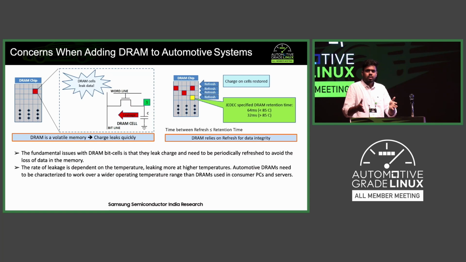DRAMs in automotives have a wide range of operating temperatures, while in consumer PCs or servers we have a very minimal range of temperature variation in the environment. But in the automotive environment, we can have a very high range of temperature fluctuation. So the retention time in DRAM can differ by much, and for that we need to manage the refresh rate dynamically during runtime, because if the refresh time is not less than the retention time, there are chances of data being erased by the next data because the charge will have leaked.